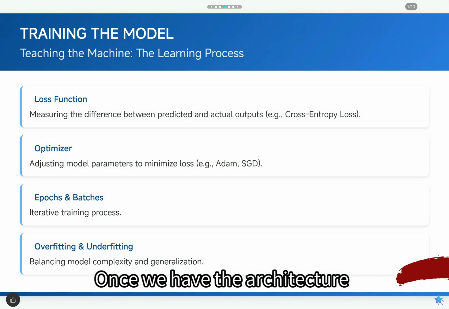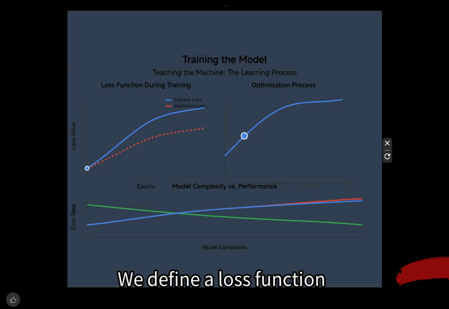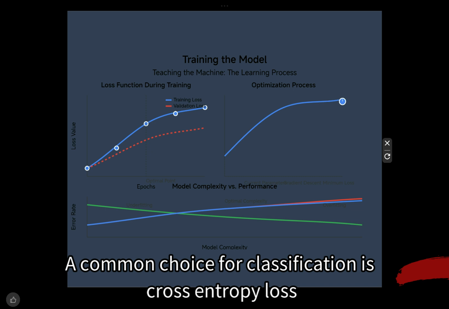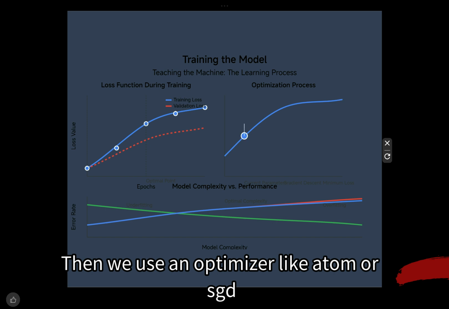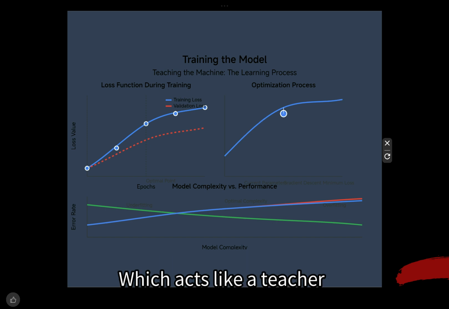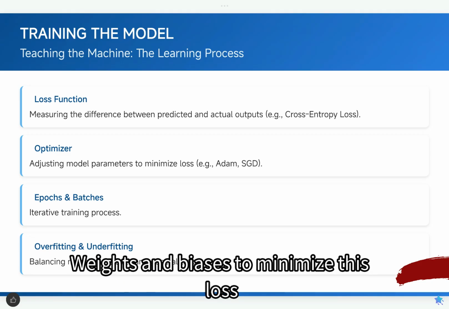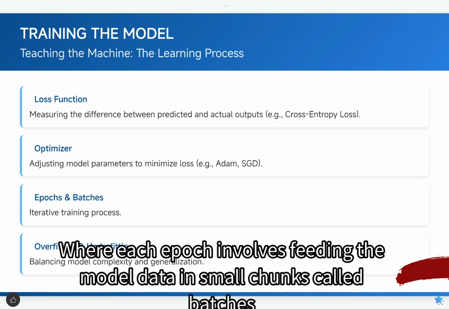Once we have the architecture, how do we teach it? This is the training phase. We define a loss function, which quantifies how wrong the model's predictions are compared to the true labels. A common choice for classification is cross-entropy loss. Then, we use an optimizer, like Adam or SGD, which acts like a teacher, adjusting the model's internal parameters, weights, and biases to minimize this loss. Training happens iteratively, over multiple epochs, where each epoch involves feeding the model data in small chunks called batches.